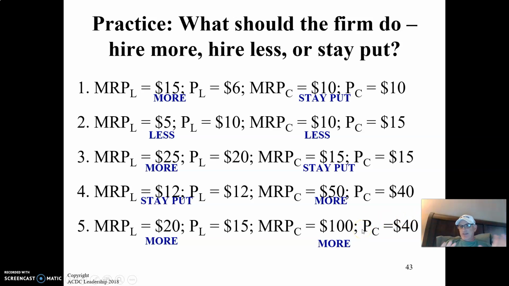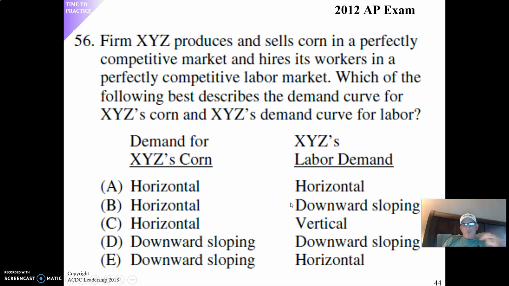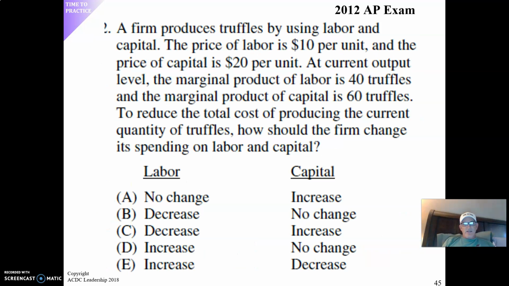Now, you're not going to have to figure it that way either. Once again, that's just kind of giving you the idea that when we're talking about one resource, we're talking about the MRP and the cost being the same is where we would hire. This is just if we're working with multiple resources. So that's kind of the quick of that.